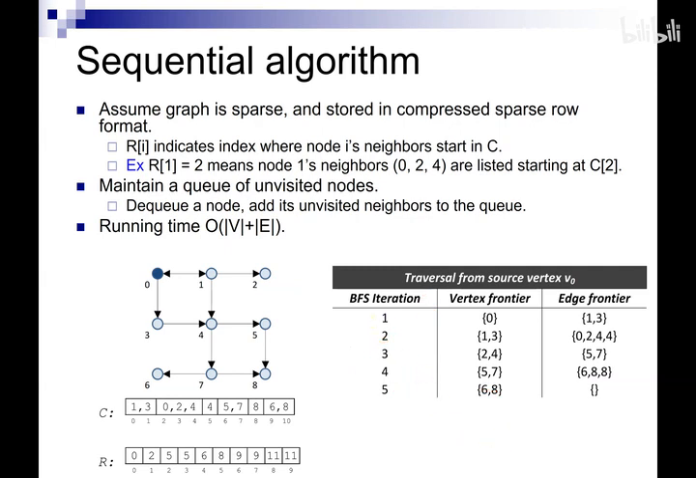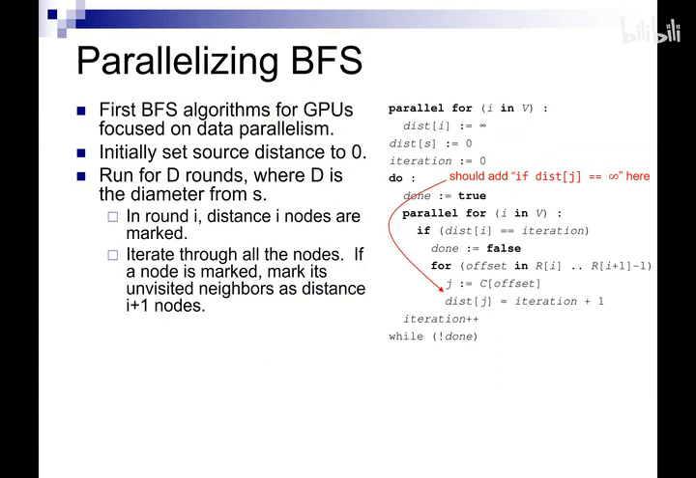Okay, and then if you do this, then this is what you're going to get when you execute from node 0. Okay, so now let's look at a parallel version of this algorithm. Okay, so that was the sequential version.